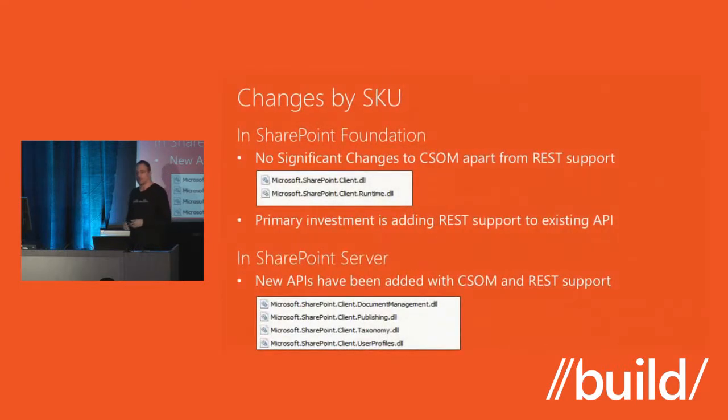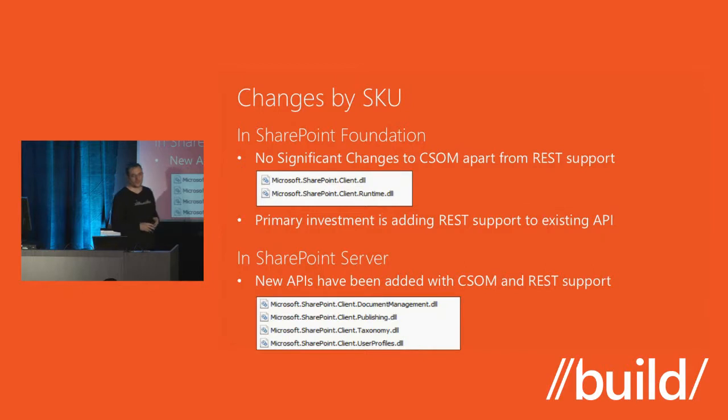So just a quick look at changes by SKU itself. From the Foundation SKU, there haven't been really any significant changes to the CSOM REST APIs, apart from the support for REST APIs as well. So you still have the client.dll and runtime.dll. The primary investment has been focused around adding REST support to the existing APIs for Foundation, so we didn't really do a whole lot there.